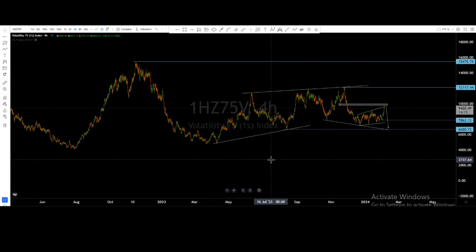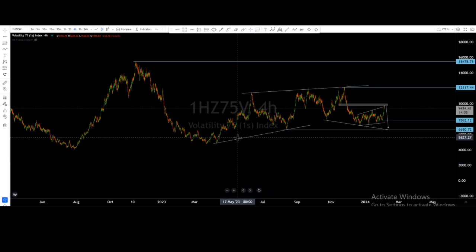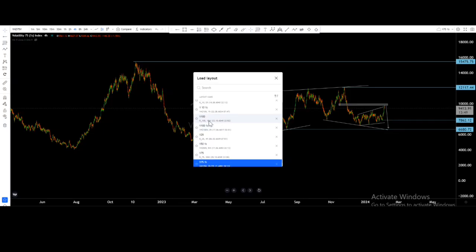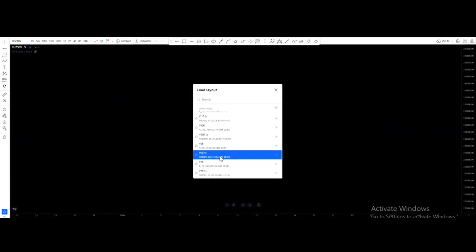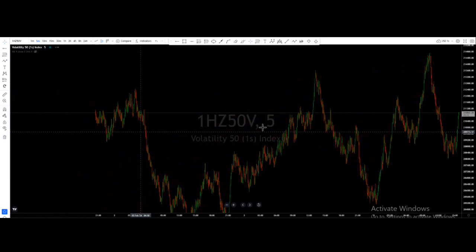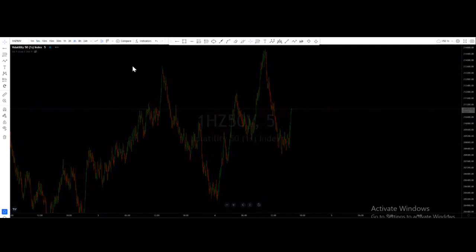So this is how V75 is looking right now, and that's about all I can say about V75. From here I might be going to another volatility index. So from here I'm going to V51s. All these things are my saved charts. Alright, so this is volatility 51s.